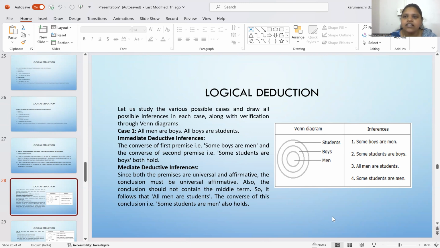From this, the inference statements we derive are: some boys are men, yes, some boys are men. And some students are boys. And all men are students, so in students, this men's set is there. All men are students, it is true. Some students are men. If we take some students, they are men, right?